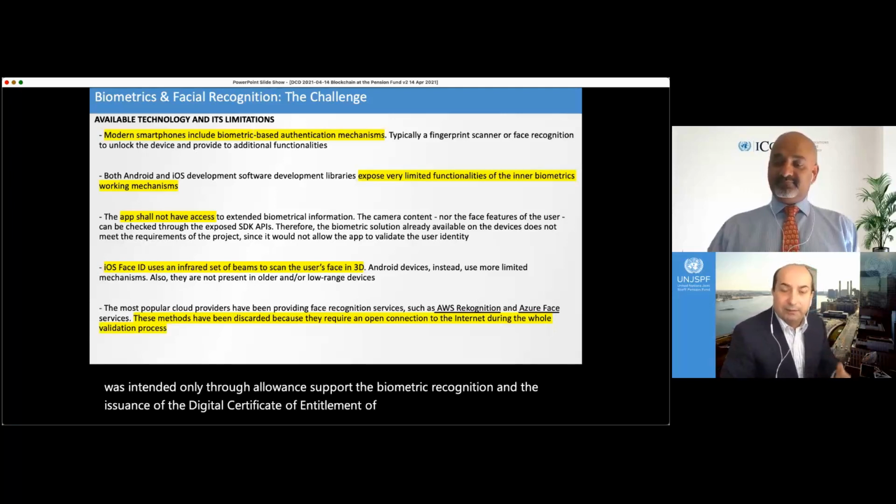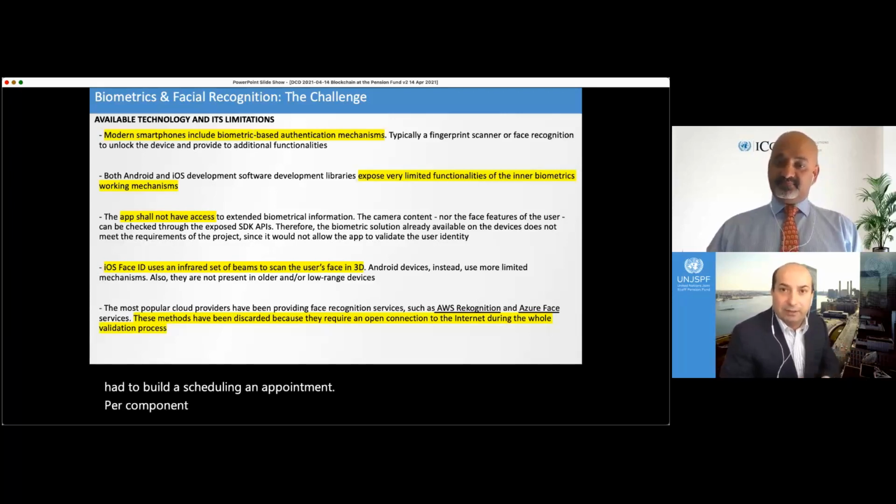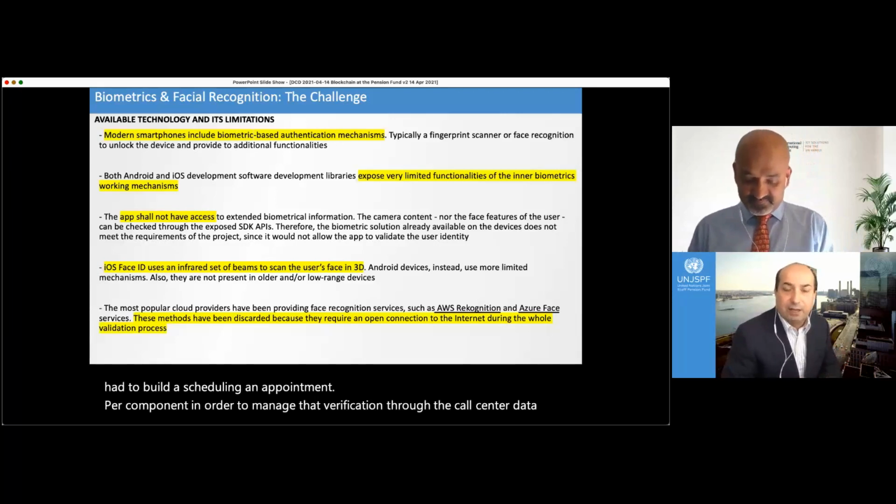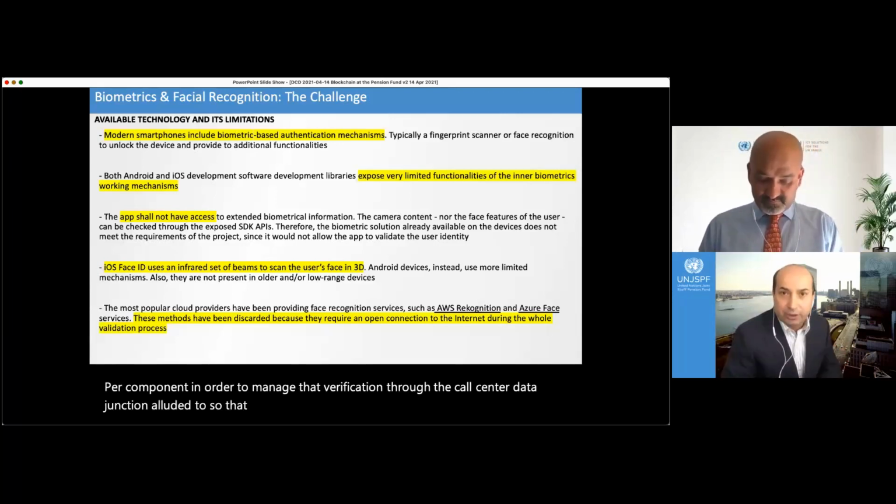But on top of that, they had to build a scheduling and appointment component in order to manage that verification through the call center that Shanshan alluded to. So that was the biggest challenge and change that we definitely did not expect to have.